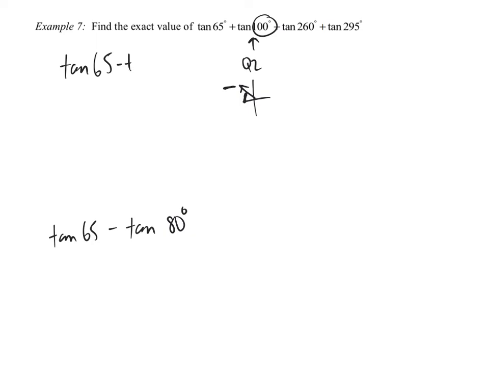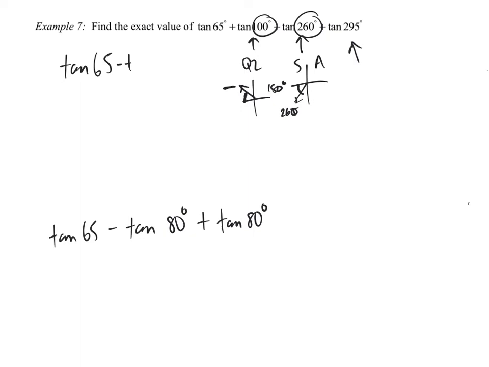Okay, plus tangent of 260. So I know that tangent of 260 is going to be in quadrant 3. And all-star trig class tells me that that's going to be positive, so I'm going to keep it positive. And the reference angle for 260 is going to be here. This is 260. That would take us back to 180, and 260 minus 180 is going to be 80. So that's going to be the same thing as tangent of 80 degrees.